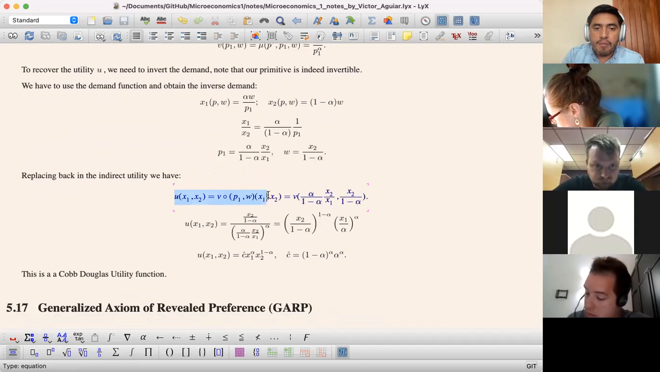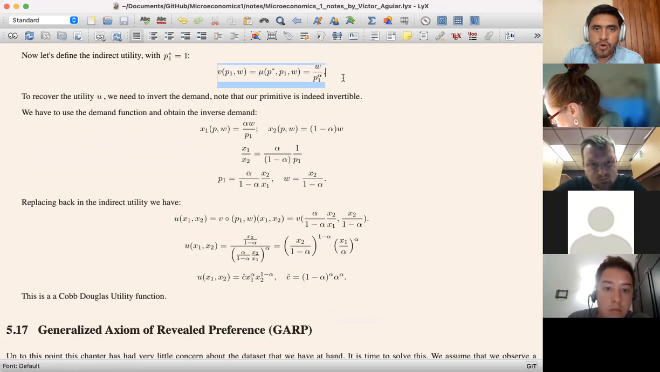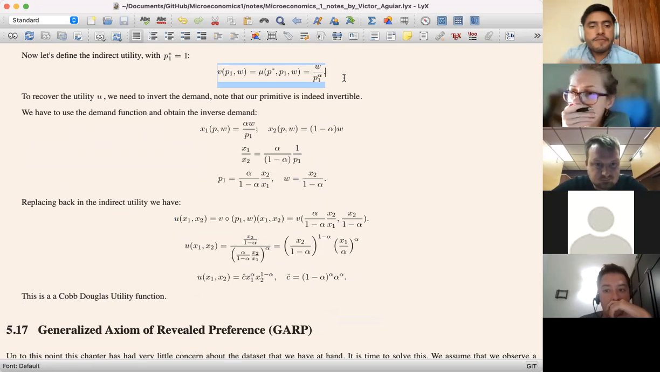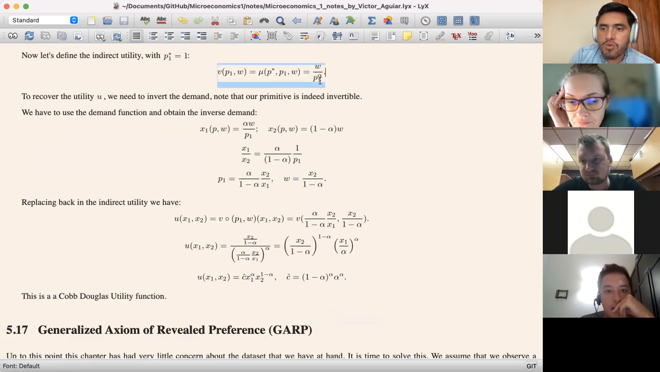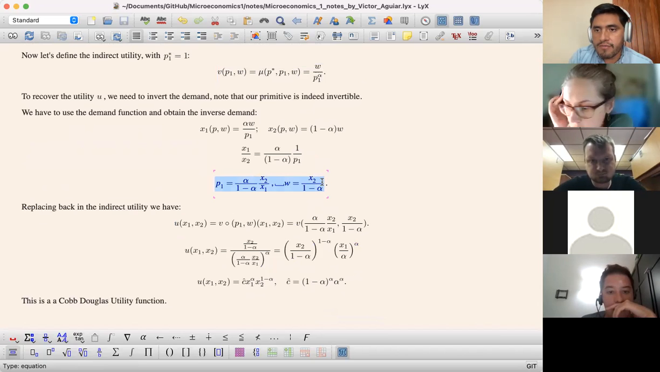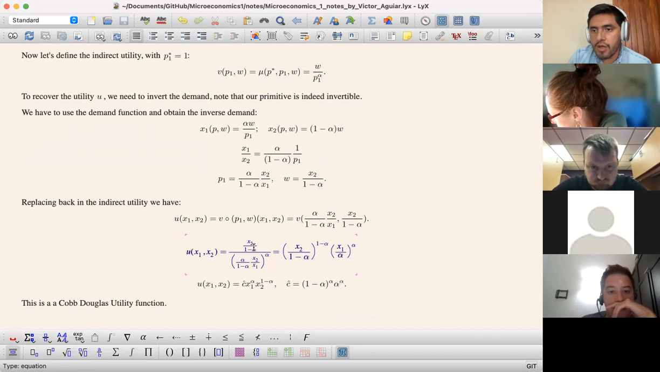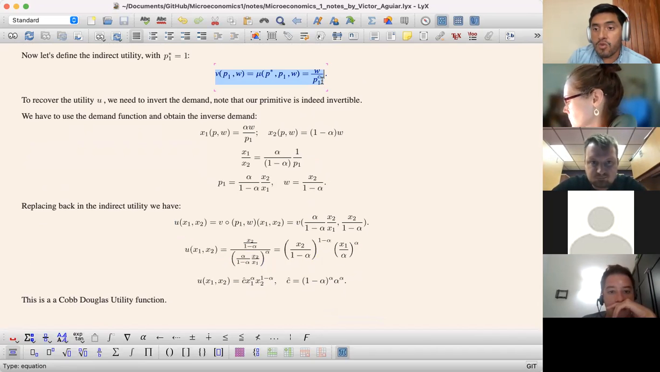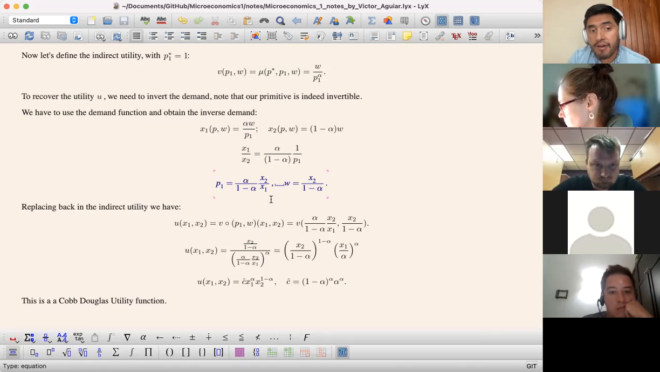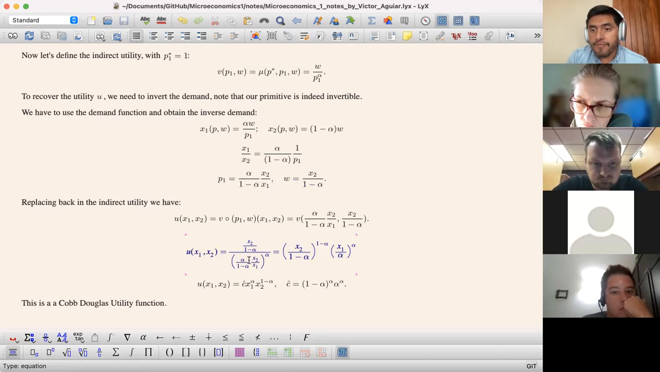So take the indirect utility above, the one I just wrote here, and replace for the inverse demand. In particular, this is W divided by P1 to the alpha. So in the numerator, it would be the expression for W. What is the expression for W? It is X2 divided by 1 minus alpha. Okay, everyone with me? So the numerator will be X2 divided by 1 minus alpha. Okay, what is the denominator? It is P1 to the alpha. What is the expression for P1? It is this long expression, alpha divided by 1 minus alpha times X2 divided by X1.